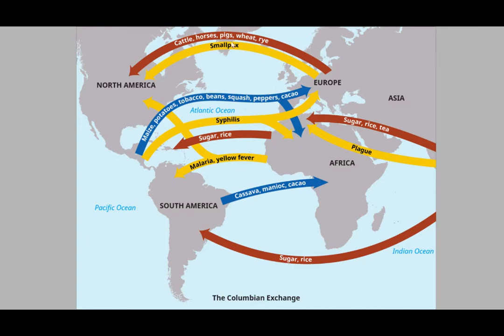Now, if you look at the yellow, this is different. Smallpox, syphilis, malaria, yellow fever, and the plague. Well, what do we know about all of these things? Well, if you said diseases, then you would be correct. And if you notice, the arrows go in both directions. This means that both sides introduced some sort of disease to the other side. And that means that anything that is in the yellow arrow indicates a disease.